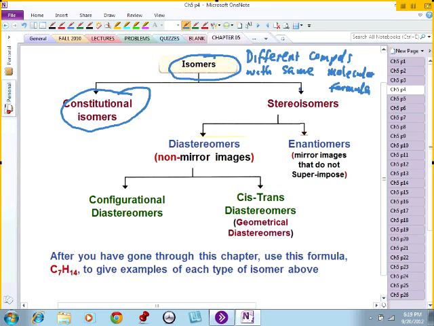So now we have isomers, and from isomers we also know we have constitutional isomers. So what are constitutional isomers, based on what we did in chapters 3 and 4? What are isomers? Anybody? Of course, isomers, yes, go ahead.